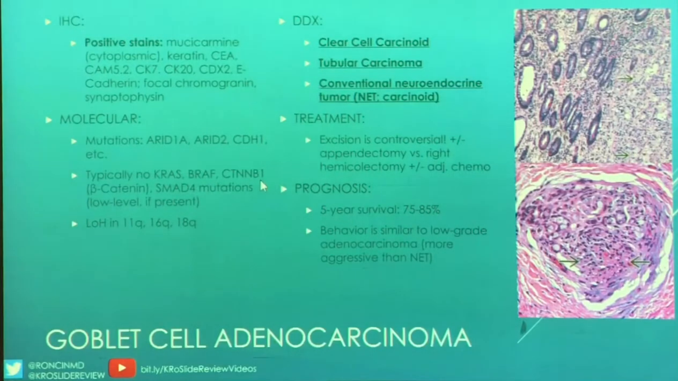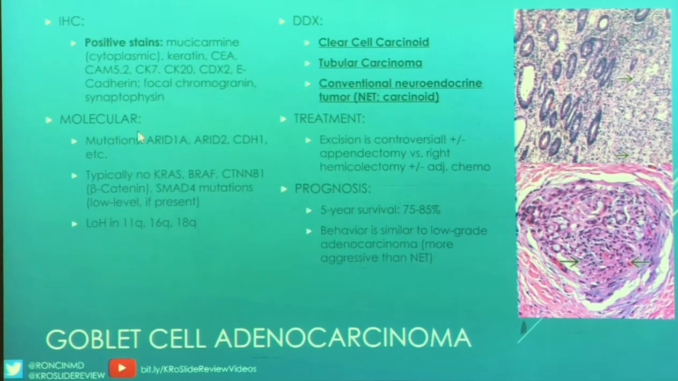And your stains, well, you have a lot of stains to look for. Mucicarmine would stain the cytoplasmic mucin as well as any mucin pools. These are keratin positive, and there's a whole bunch of other stains that you can use. Chromogranin and synaptophysin, even though synaptophysin was the stain of choice that they used, these aren't stains that you would have to use for diagnosis, okay?